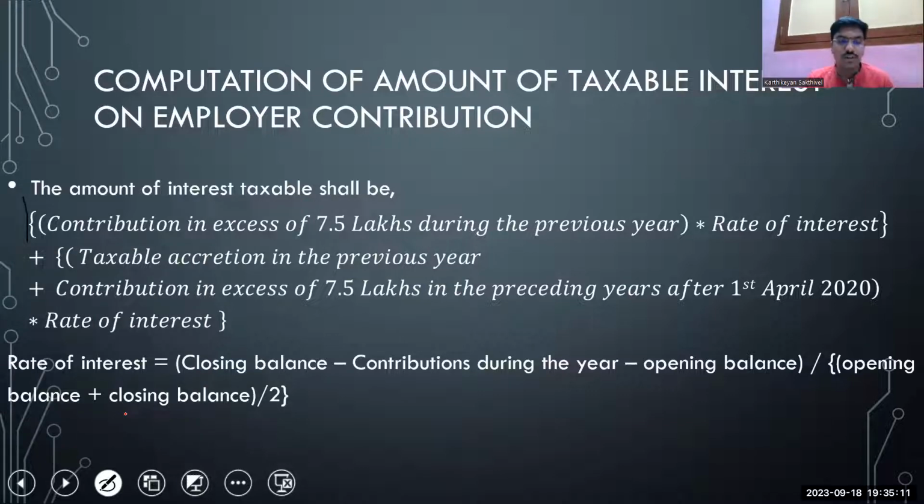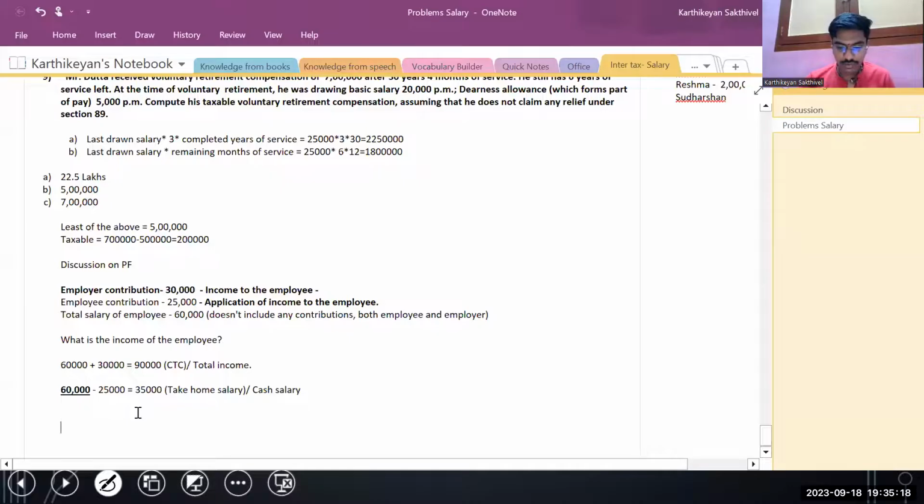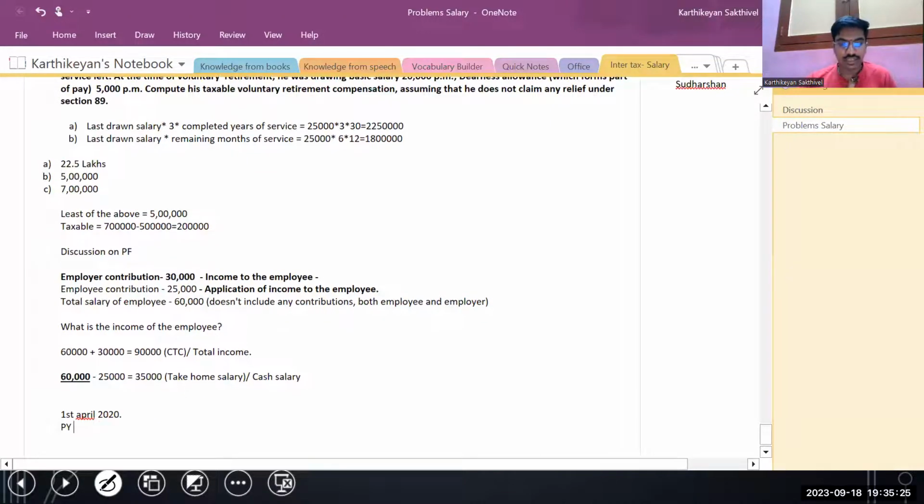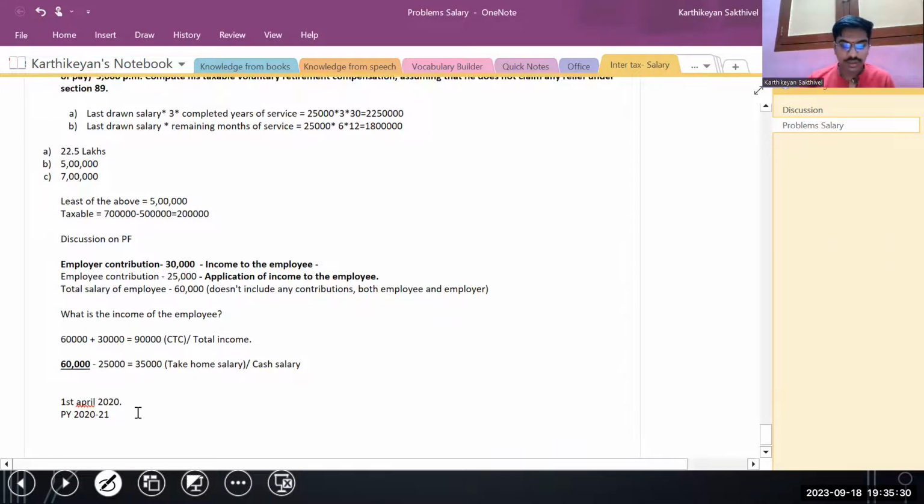Super. Now we'll go to the second part. இப்போ this section came into force on 1st April 2020 ன்னு சொன்னோம். So first previous year எதுக்கு இது applicable இருக்கும்னா 2021க்கு. So 2021ல என்ன நடந்திருக்குன்னா contribution, opening balance is 90 lakhs. சும்மா ஒரு எக்ஸாம்பிளுக்கு.